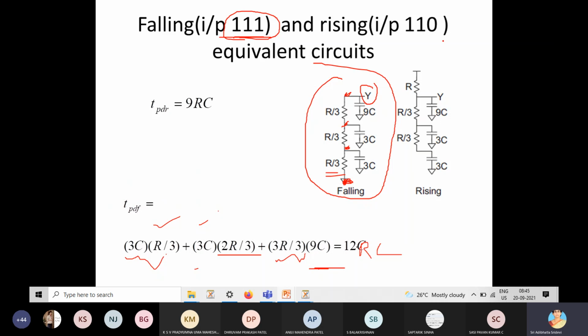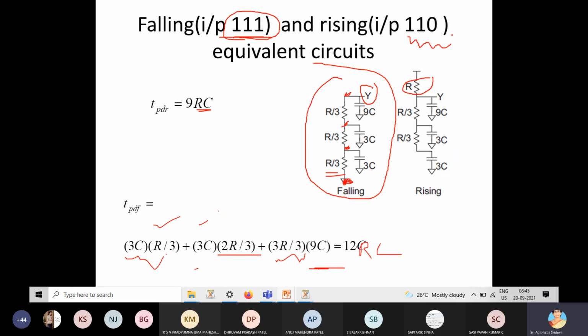So here, if I take the 110 combination, 110 means only one MOSFET is on. So the resistance is 9 RC. The resistance is 9, the delay is 9 RC.